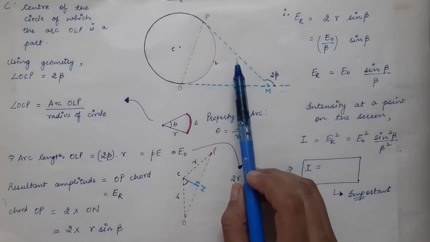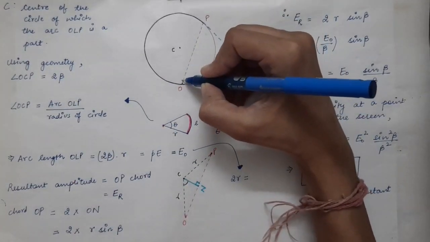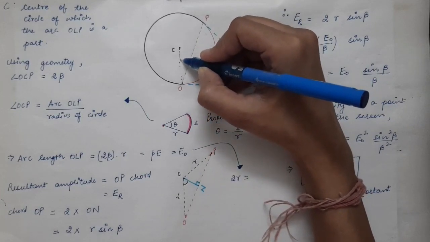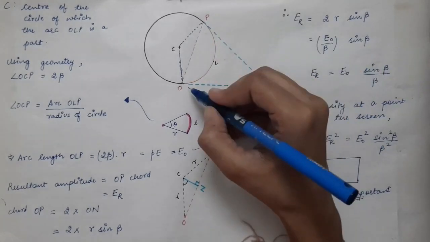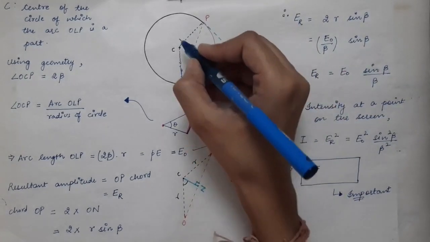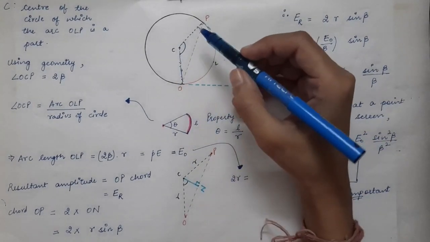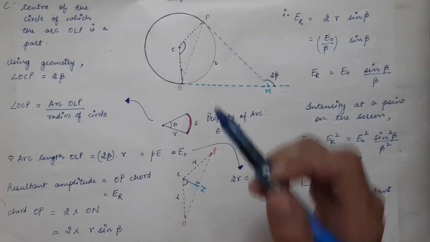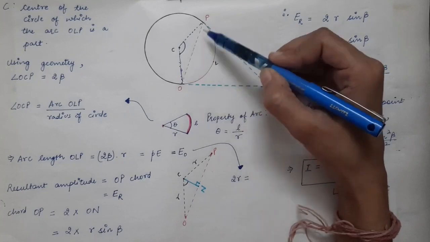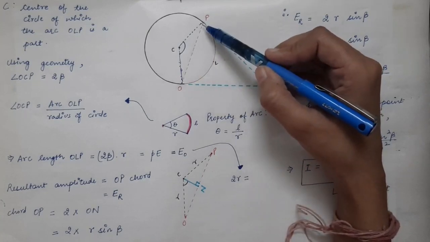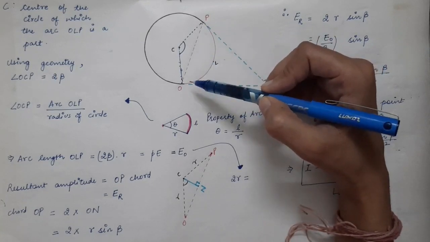Now we will use geometry to find the angle OCP, the angle made by the arc at the center of the circle. So we are going to find what this angle is. The main task of this whole article is to find this length OP, that is, the length of the chord. That will give us the amplitude of the resultant wave, and then we will find the intensity of the resultant wave on the screen.